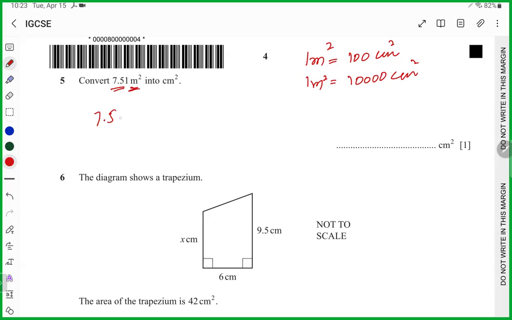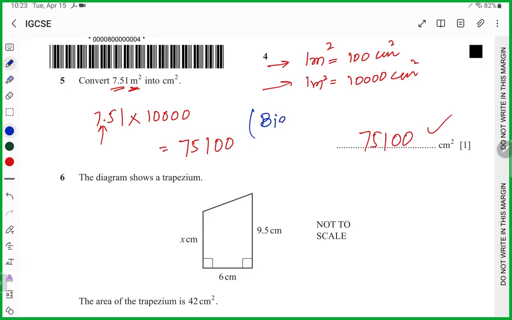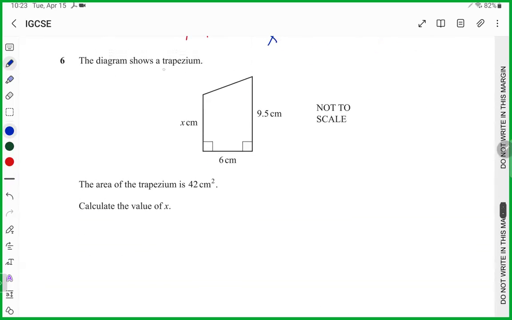So 7.5 into 10,000. So you need to move this decimal 4 units, right? So that is going to be 75,000 centimeters square. You need to remember this. And also remember that whenever we are moving from bigger unit to smaller unit, we multiply.